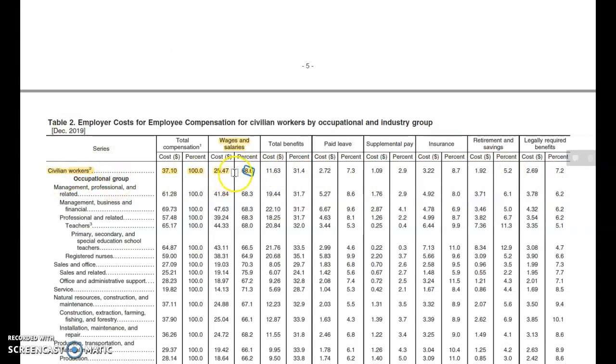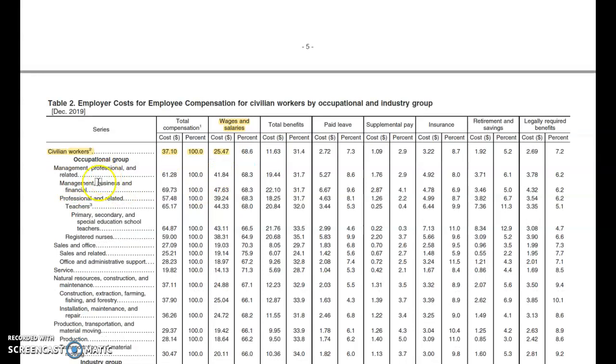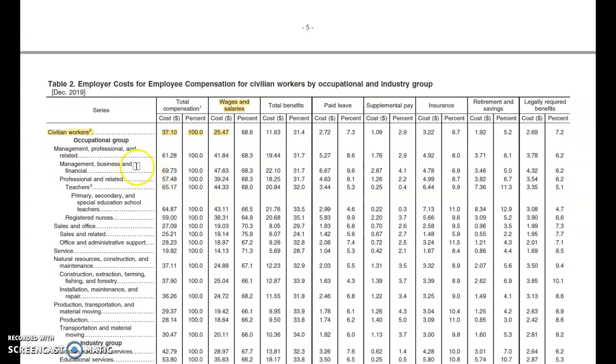But then we get more detail, right? We get the occupational groups. So let's just look at a couple of these. So if we look at management and business and financial, you can see that the total compensation was $69.73. Okay, and that represented 100% of income. $47.63 was in wages and salaries. That's 68% of income. Okay. $22.10 was in benefits. That was 31.7% of income. Okay. And then we could scroll down.